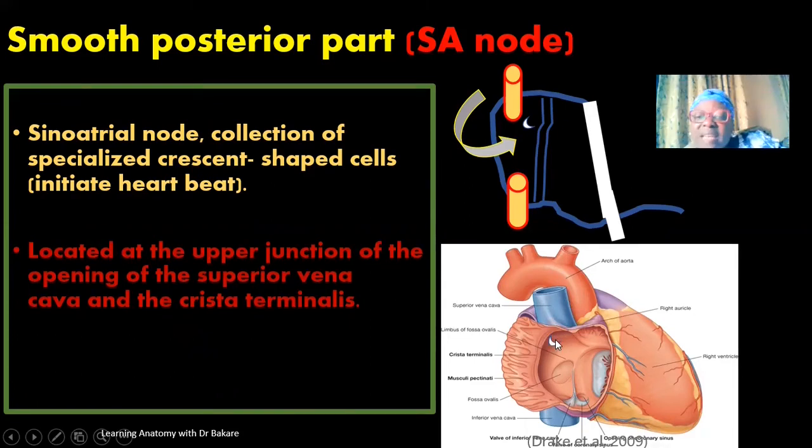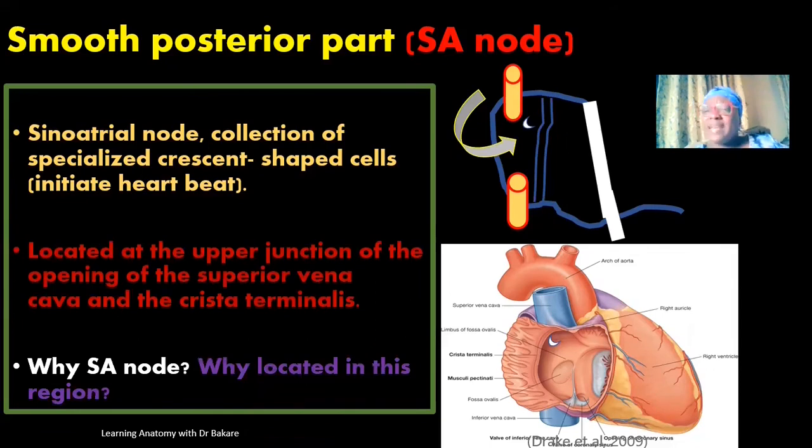So this is also the sinoatrial node in this image. So why the sinoatrial node? Why that name tag? And also, why is it located in this region? If you try to break down the name sinoatrial node, it means sinus and atrium. And we already said that this is the sinus venarum, which is the space that is created between the superior and inferior vena cava. It's actually the smooth posterior region of the right atrium.